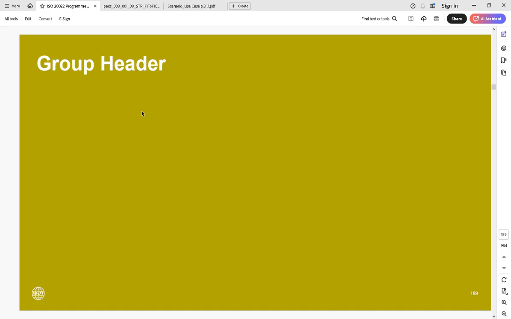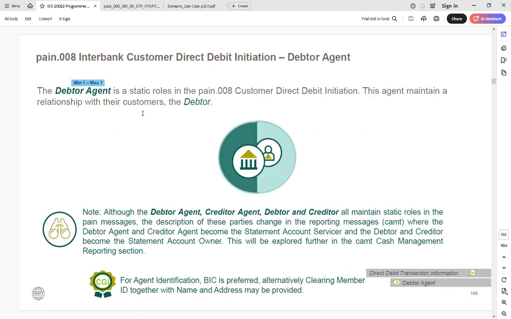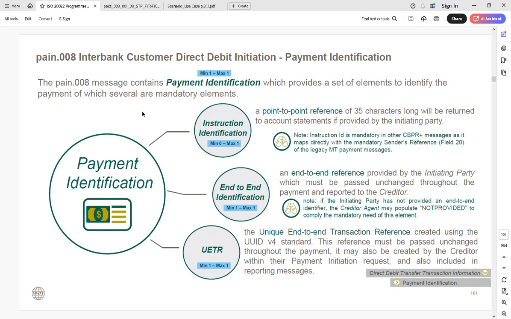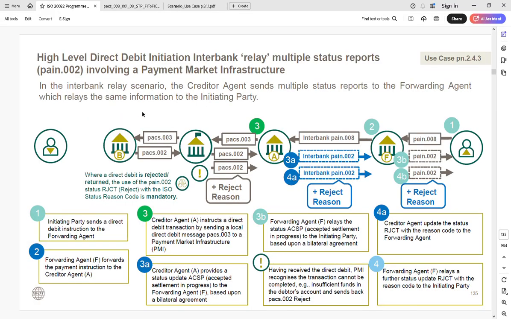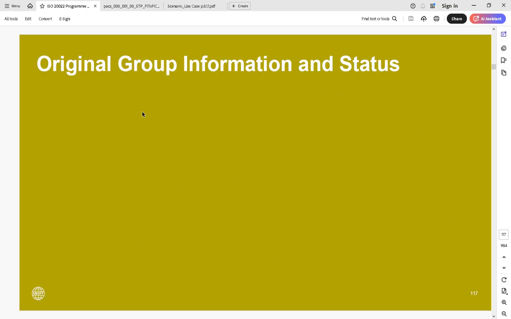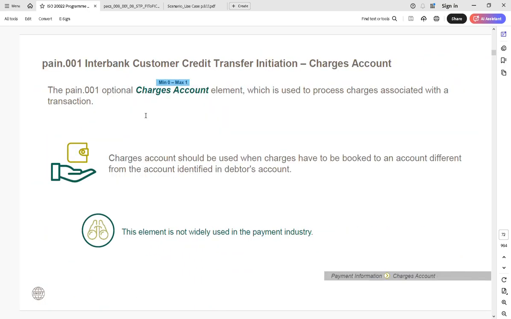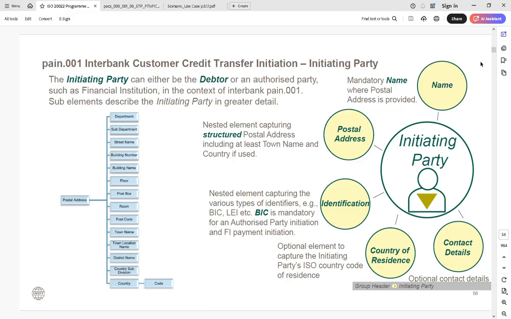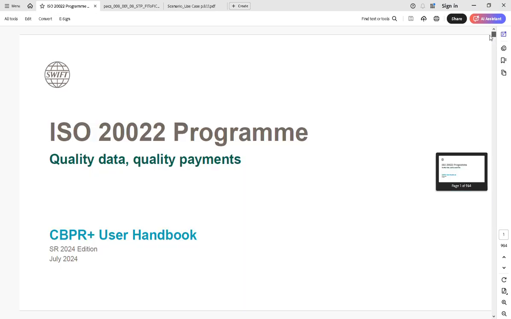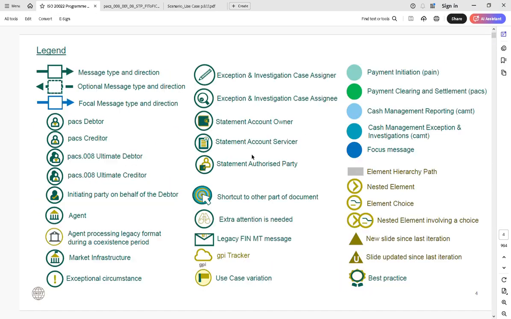I also forget sometimes. Statement account owner first of all, then statement account service, statement account owner, statement account service.